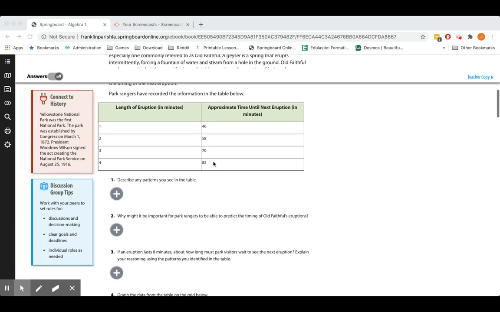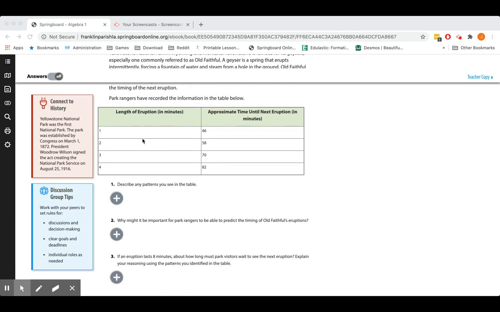Describe any patterns you see in the table. So let's look at this. When I look at this, I see that this number of minutes of length of the eruption is increasing by 1. Over here, on the approximate time to the next eruption, for every 1 minute long, it looks like there's a difference of 12 minutes added to it each time.